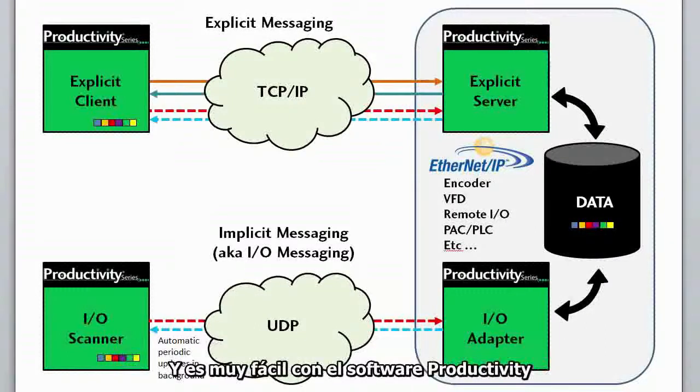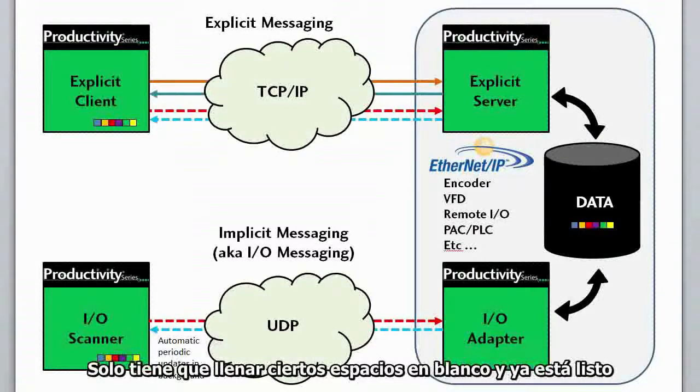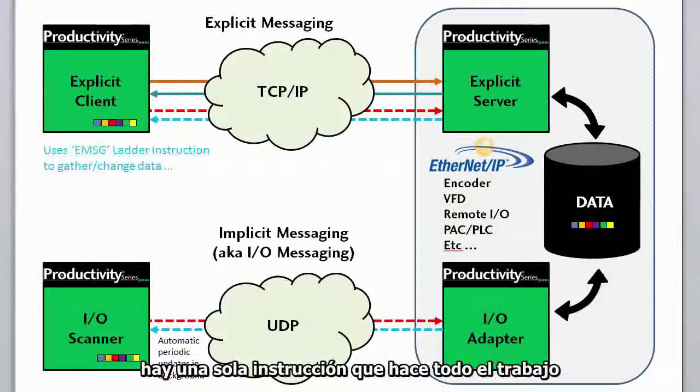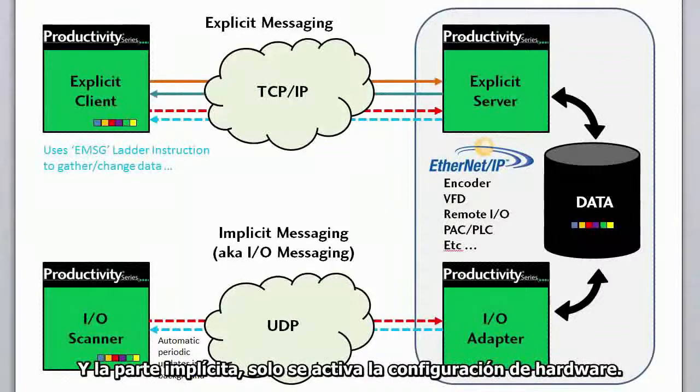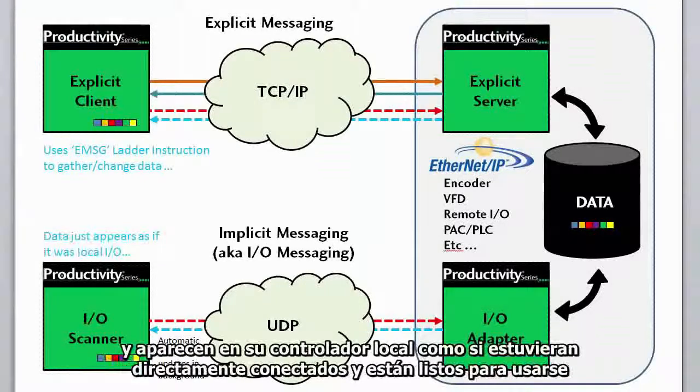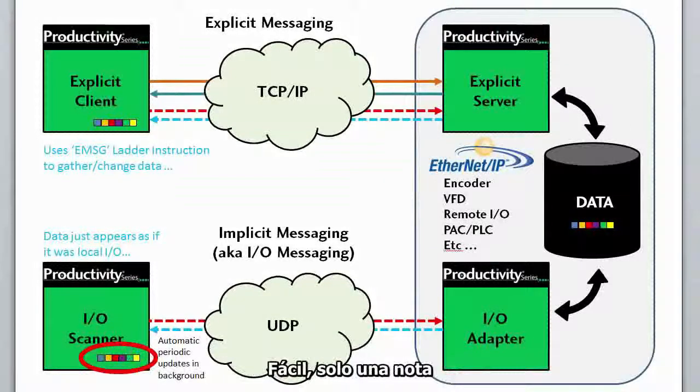And it's so easy with the Productivity Suite software. You just fill in a few blanks and you're up and running. With explicit messaging, there's a single ladder instruction that does the work, and with implicit, well, you just set it up in the hardware configuration and forget about it. The data is just automatically transferred in the background, and it just appears on your local controller as if it was local I/O ready for you to use. Easy.